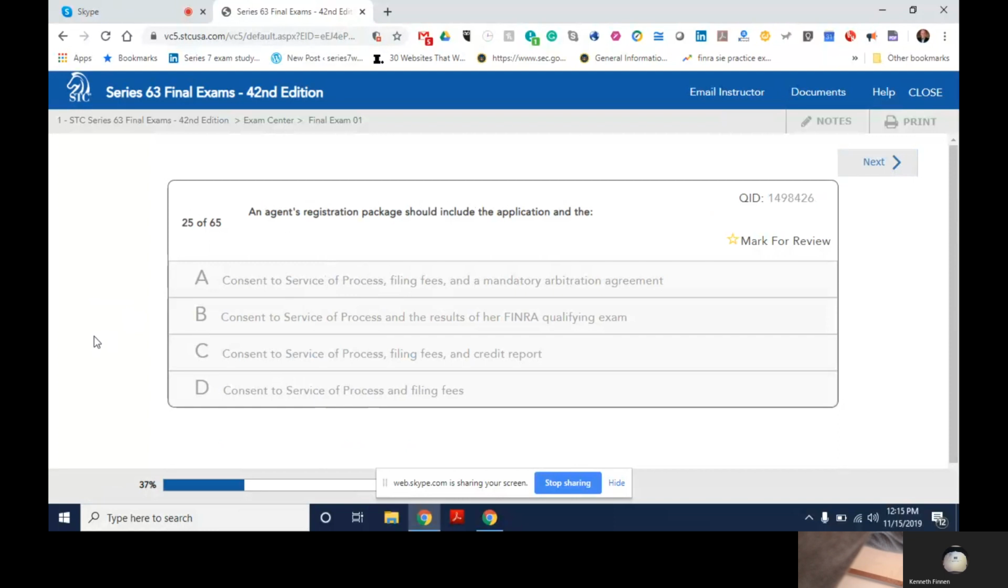Good. An agent's registration package should include the application and the consent to serve as a process agent, okay. Filing fees, I agree. And probably a mandatory arbitration agreement. I don't know if you have to do that. Let's see. Results. Well, this is a tough one. Consent to serve as a process agent. That's allowing the administrator to accept legal papers on your behalf. Filing fees, I would say, and a mandatory arbitration agreement.